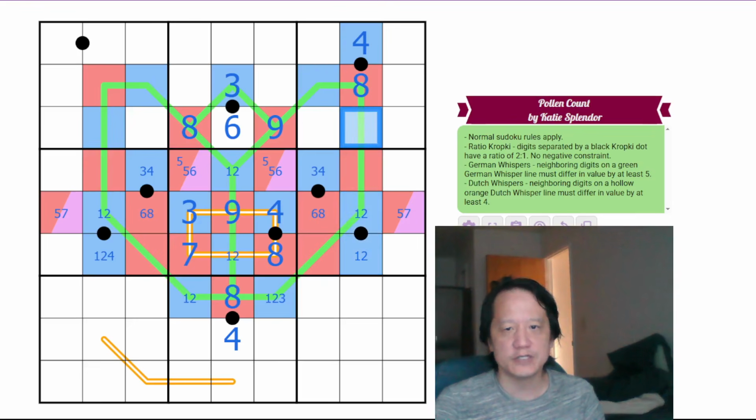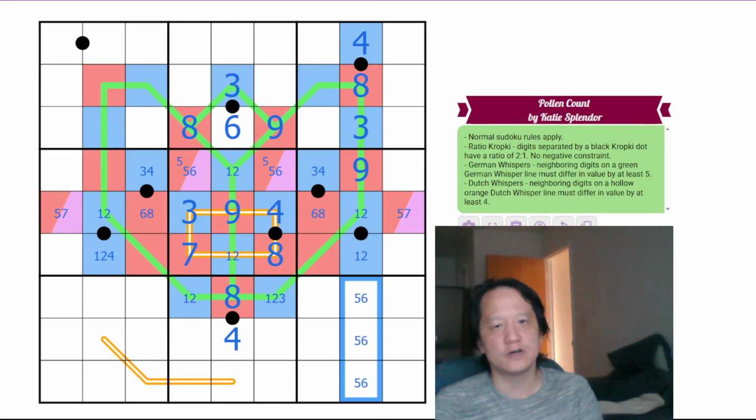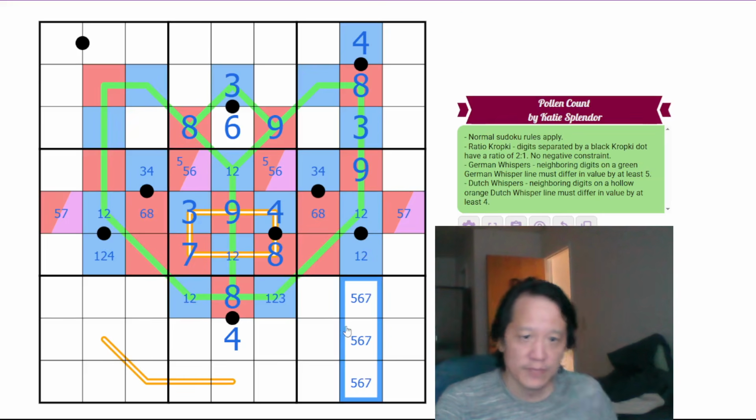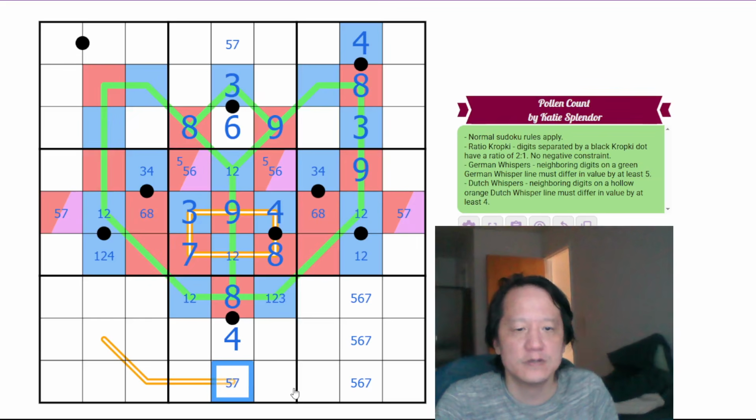That leaves this as a 3 in column 8 as the last remaining low digit. 3 can only be next to 8 and 9 on a Whisper 5 line, so this is 9. Remaining digits in column 8 are 5, 6, and 7. Okay. Remaining digits of column 5 are 5 and 7.